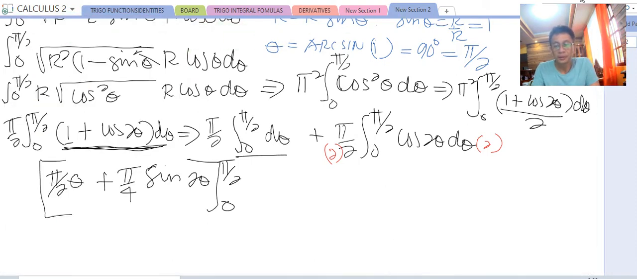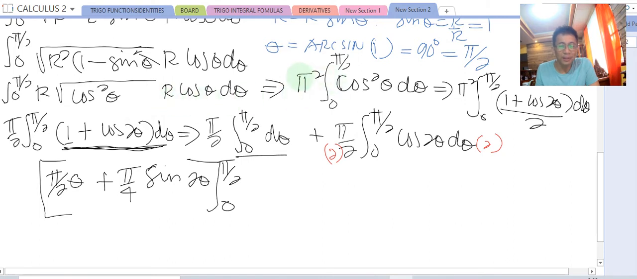Wait, we made a mistake. Why is that? What I wrote here, the R, why did it become pi here? This is R, okay? Let's correct ourselves. This is R. This is R. This is R. Okay? So now we substitute the limit, the upper limit and the lower limit. Our variable here is theta. The R is a constant, the radius.